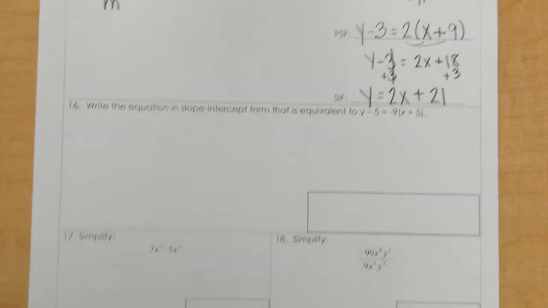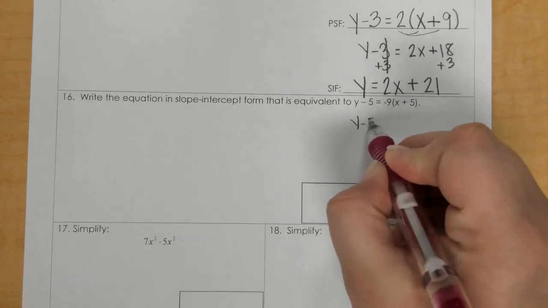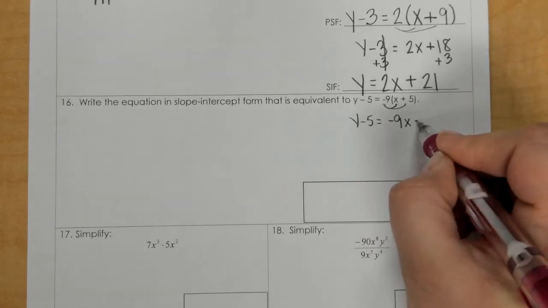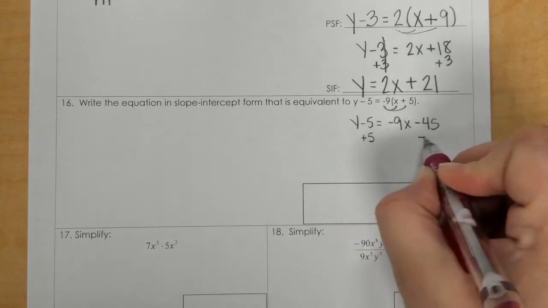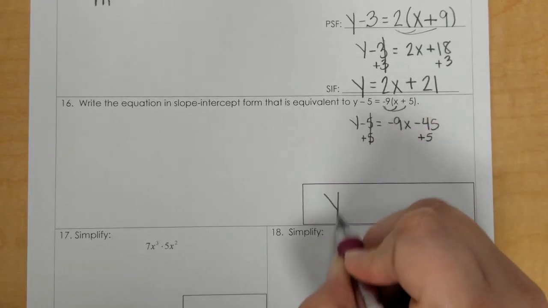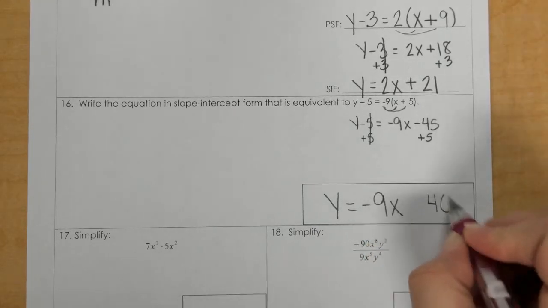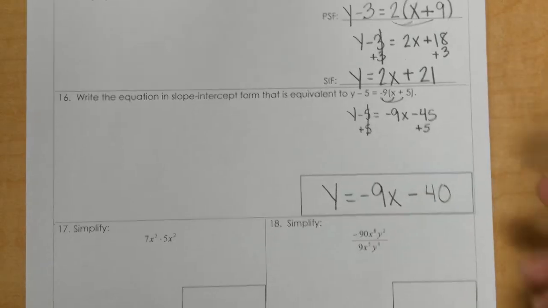Then, in number 16, we just have to transform that into slope-intercept form. So I need to first distribute again. So y minus 5 equals negative 9x and negative 45. Okay, and then to get the y by itself, we just add 5 to both sides. And we get y equals negative 9x. Different signs mean to subtract. And then you keep the negative because it was the bigger number.